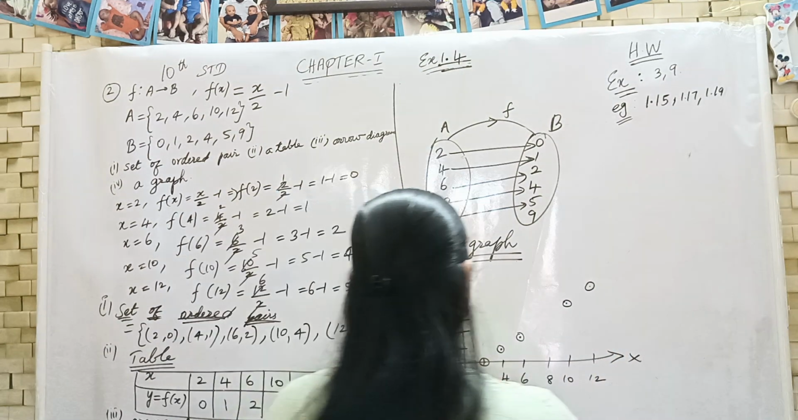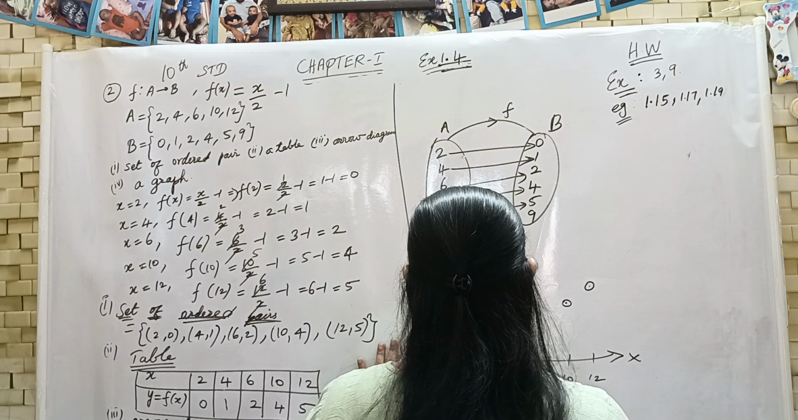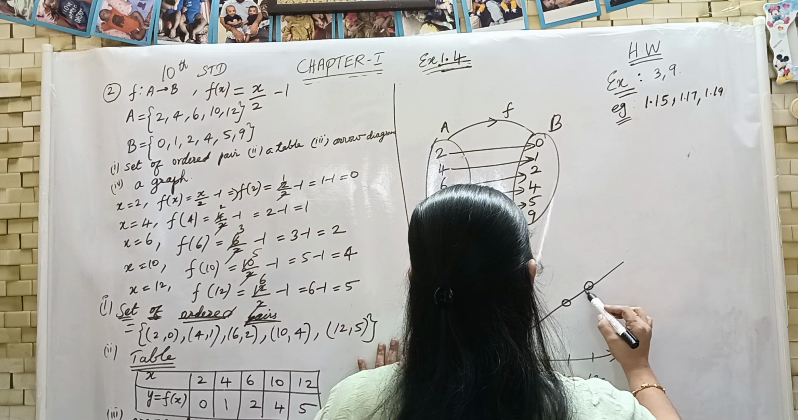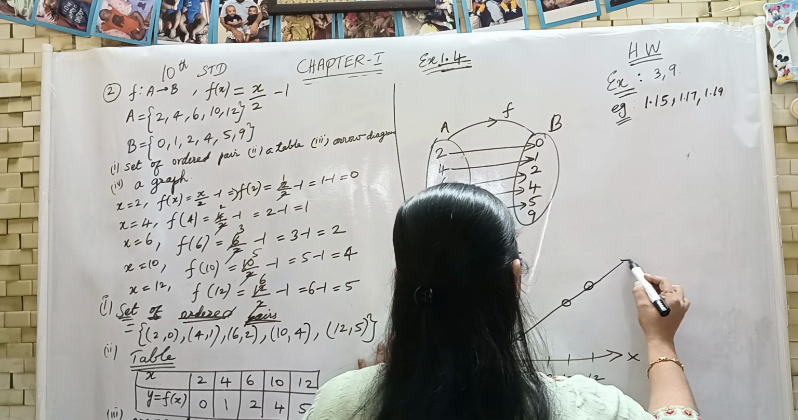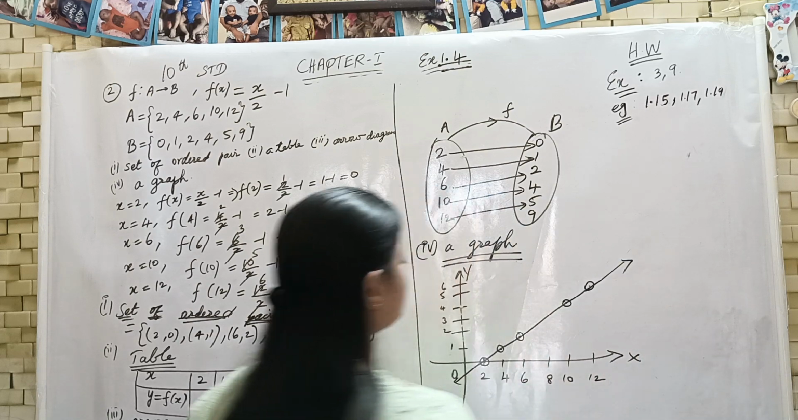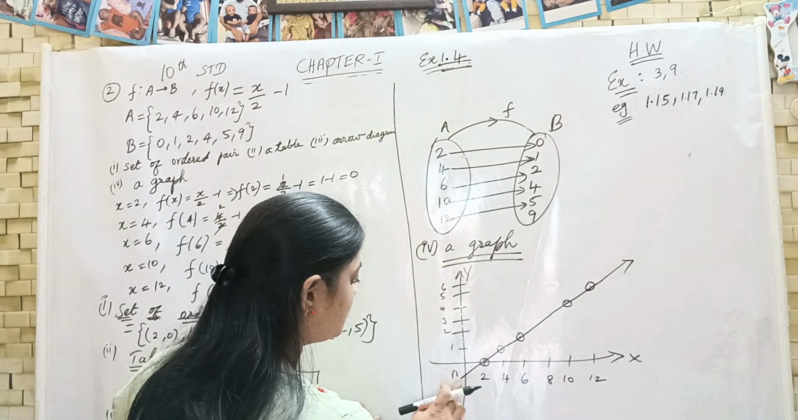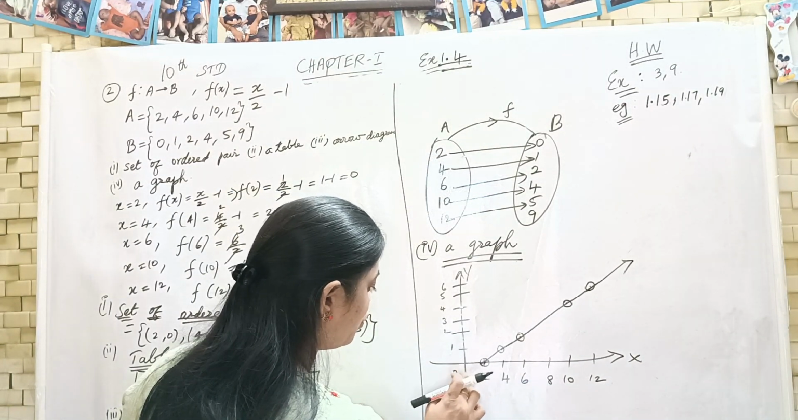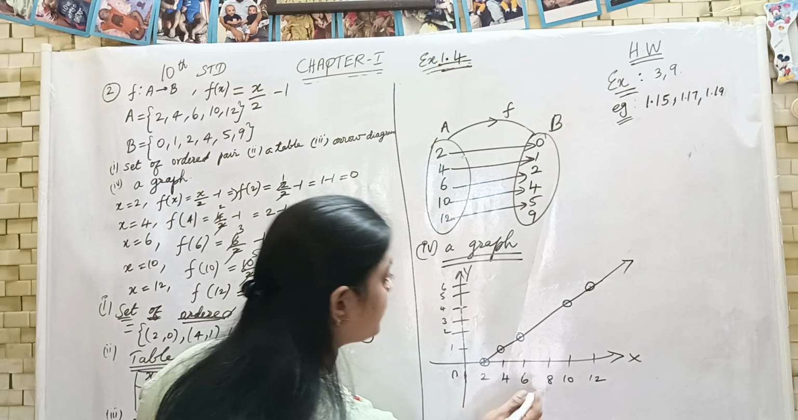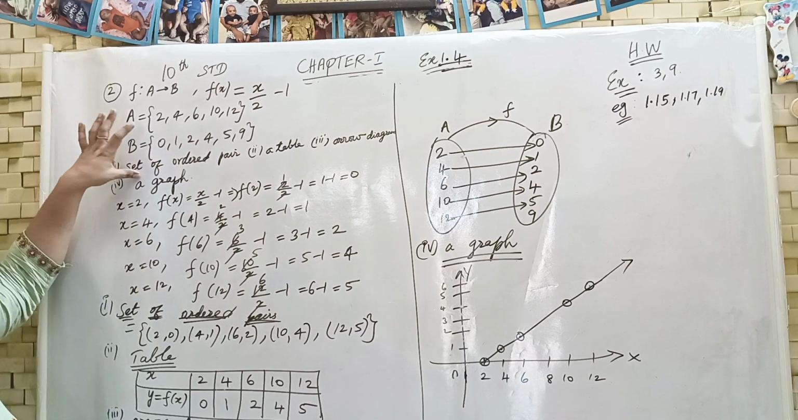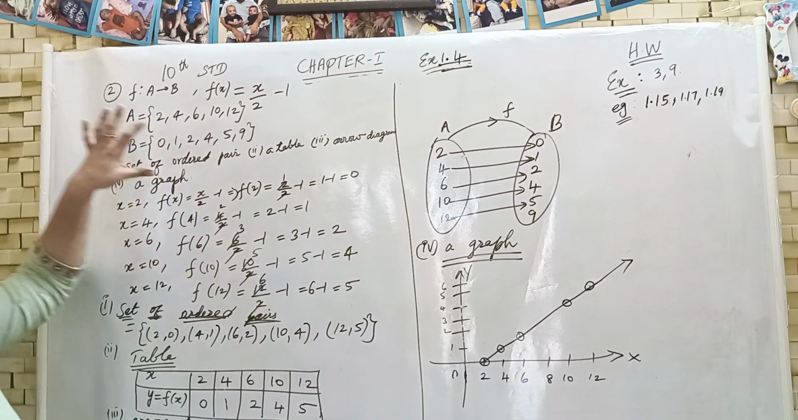So join these points, it is your graph. This is your graph. Don't extend this. This is your graph. So this is the important 5 marks question. Here they are asking for the set of ordered pairs, table, arrow diagram, and a graph.